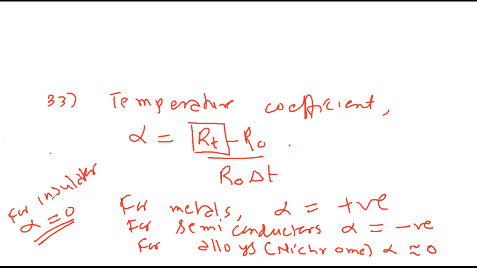Now we will check what they have asked. किसका पूछा है वो लोग ने ये 4 में से? कॉपर. कॉपर मेटल है क्या, सेमीकंडक्टर है क्या, एलॉय है? Copper is metal. For copper, which is metal, what will be alpha? Positive. That is answer, Option A.